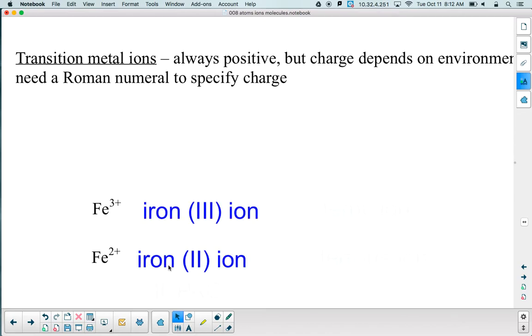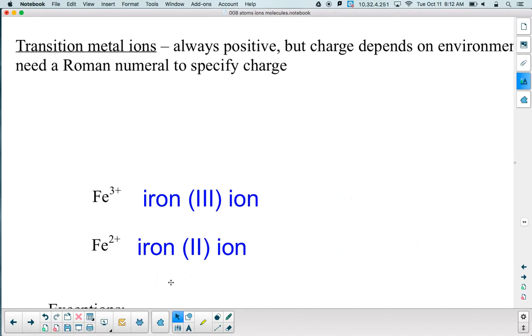So the system that has been decided on is a very simple system where you use a Roman numeral in parentheses to indicate the charge on a transition metal ion. This was decided by IUPAC, the International Union for Pure and Applied Chemistry.